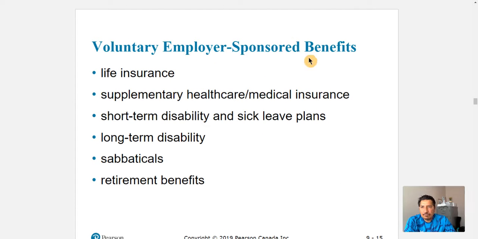Voluntary employer-sponsored benefits, such as life insurance. These are voluntary, so if you opt in voluntarily, you would be paying from your own pockets.